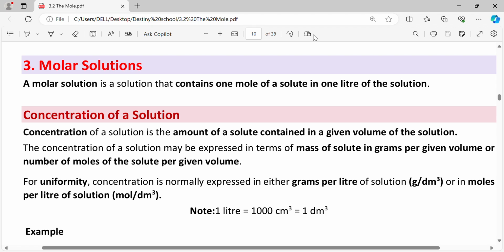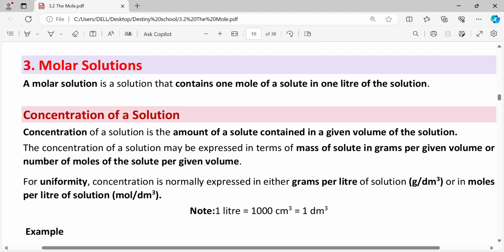If you take 0.5 moles of aluminium and you dissolve it in a solution, and let the volume of that solution be 1 liter, remember 1 liter can also be 1000 cubic centimeters and it can also be 1 decimeter cubed. So if you dissolve it in 1 liter of any solution, you are going to get molarity. So molar solutions is all about dissolving any number of moles in 1 liter of the solution.